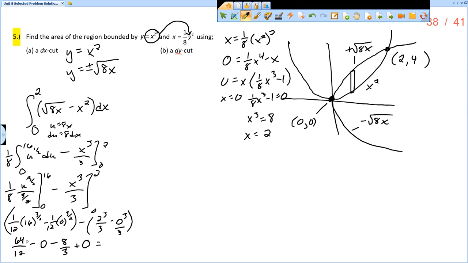So 64 is divisible by 4, and so is 12, right? So this would be 16 thirds. So 16 thirds minus 8 thirds is 8 thirds. So my answer is 8 thirds, of course.